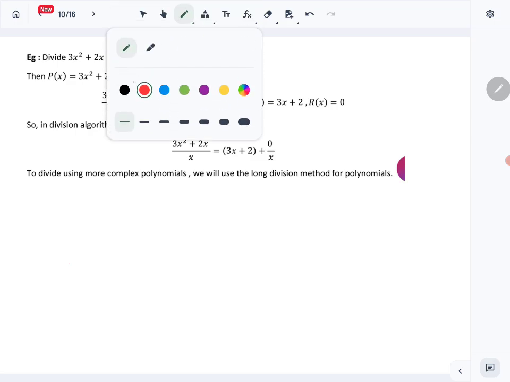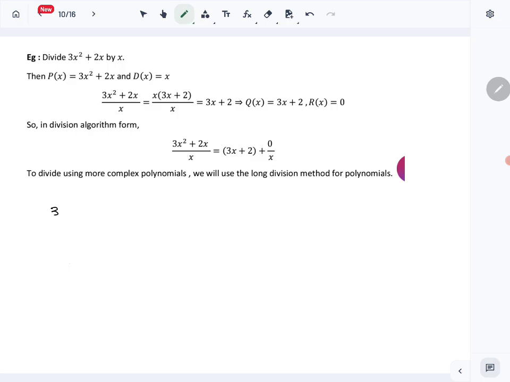So we want to divide 3x squared plus 2x by x. So what is the dividend then? Dividend is 3x squared plus 2x. We want to divide it by x, so the divisor is x, right? So this one we can do by factoring, but most polynomial divisions we can't do with this method. We have to do the long division method that we are going to discuss next, right?